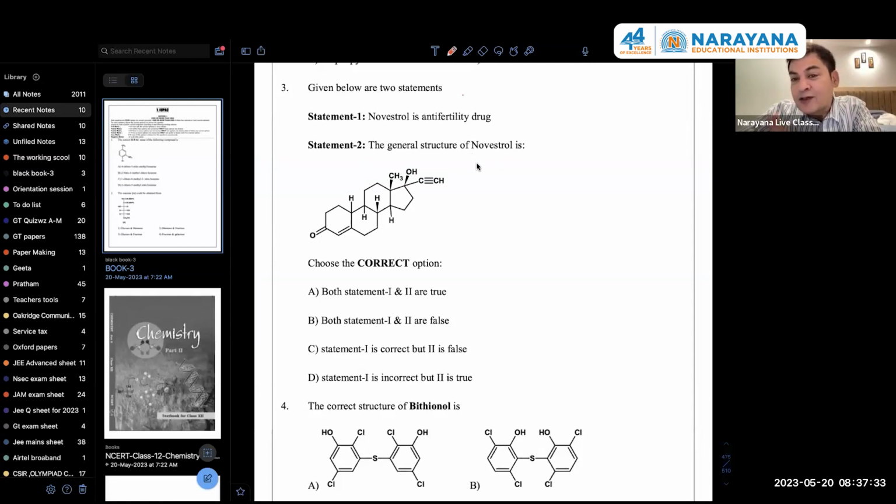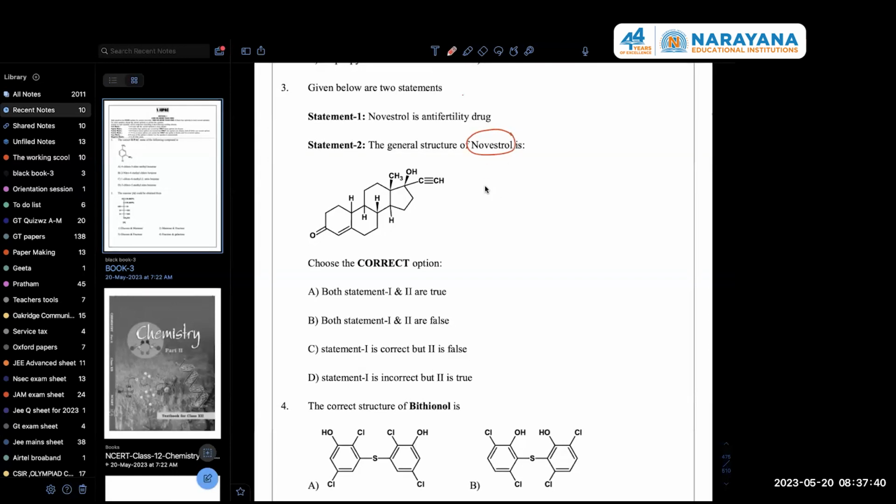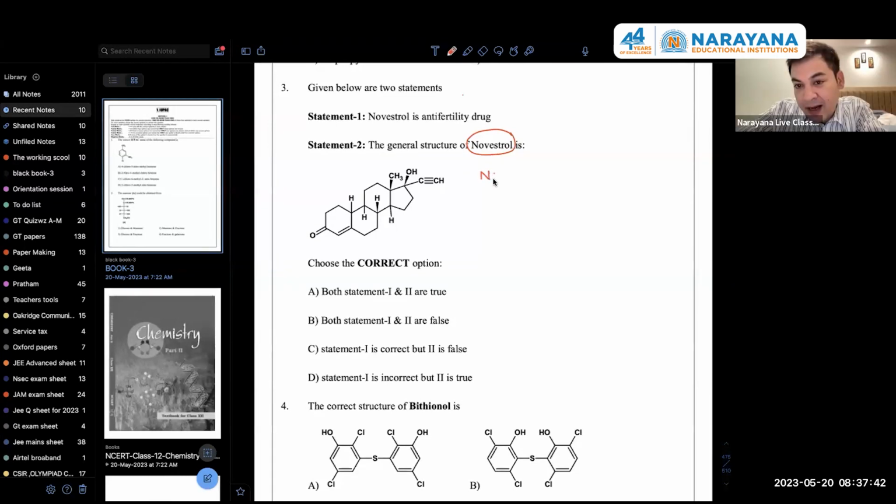So there are 2 drugs. Can you tell me the names of those 2 anti-fertility drugs? Novestrol and norethindrone. Now you listen. Norethindrone has a one, meaning ketone, and novestrol has ol, meaning OH. In this case, the ol is not there, so this compound can never be novestrol. This compound is norethindrone. It is a ketone.